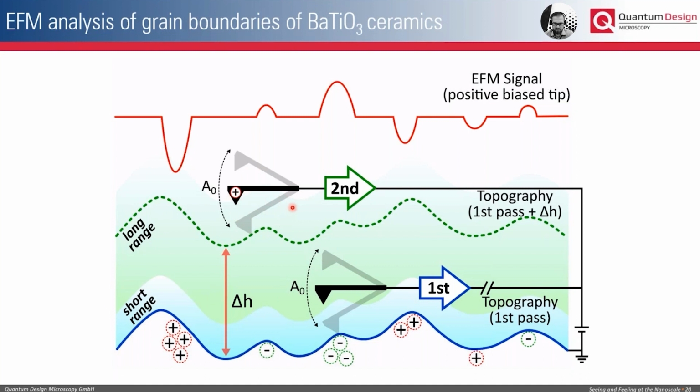Then you apply a voltage to the conductive tip, and this then makes the tip feel the electrostatic interaction forces between the charged sample surface and the conductive tip. And this is then the information that you can extract from the phase signal of your AFM scan in lift mode to learn something about the energy barriers on, in this case, this barium titanate surface.